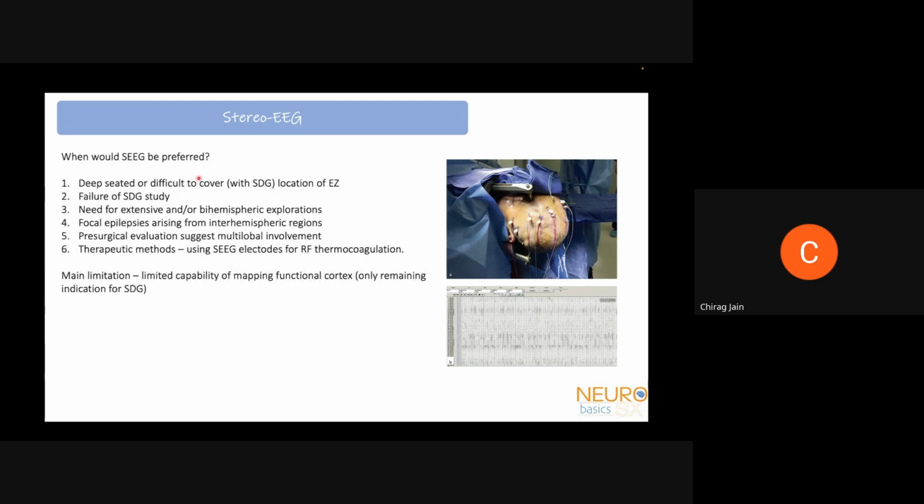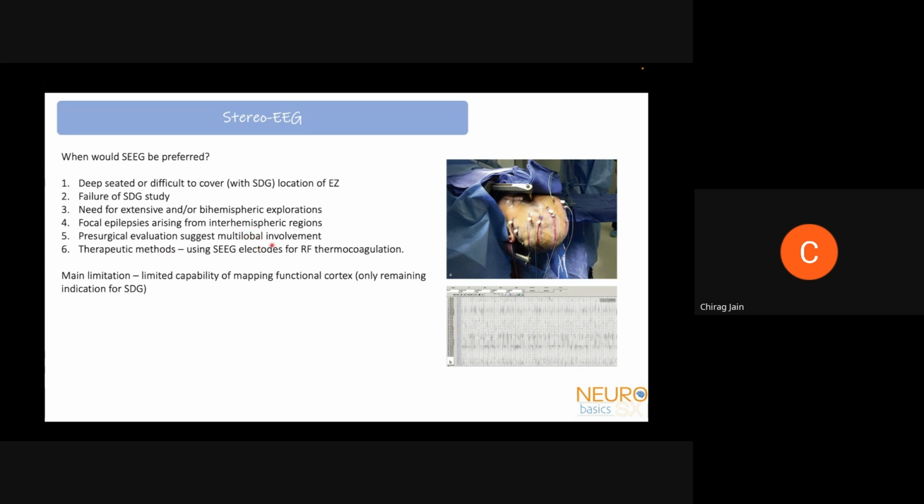So when would you prefer to do a stereo EEG? It is particularly for lesions that are deep-seated, where you cannot do a subdural grid, or that are difficult to cover with a subdural grid. Or you have done a subdural grid study and that has failed. You want to explore much larger areas than you would be able to with a subdural grid, so you want extensive sampling or bihemispheric sampling. You're thinking that the focal epilepsy is arising from an interhemispheric region. So obviously you cannot put a subdural grid in the interhemispheric region.